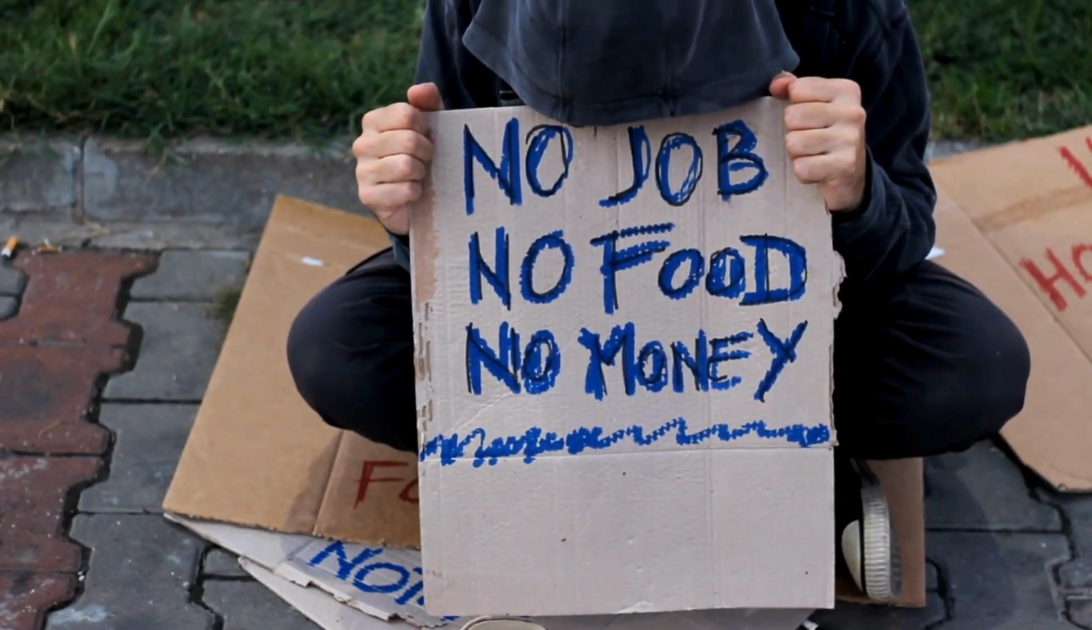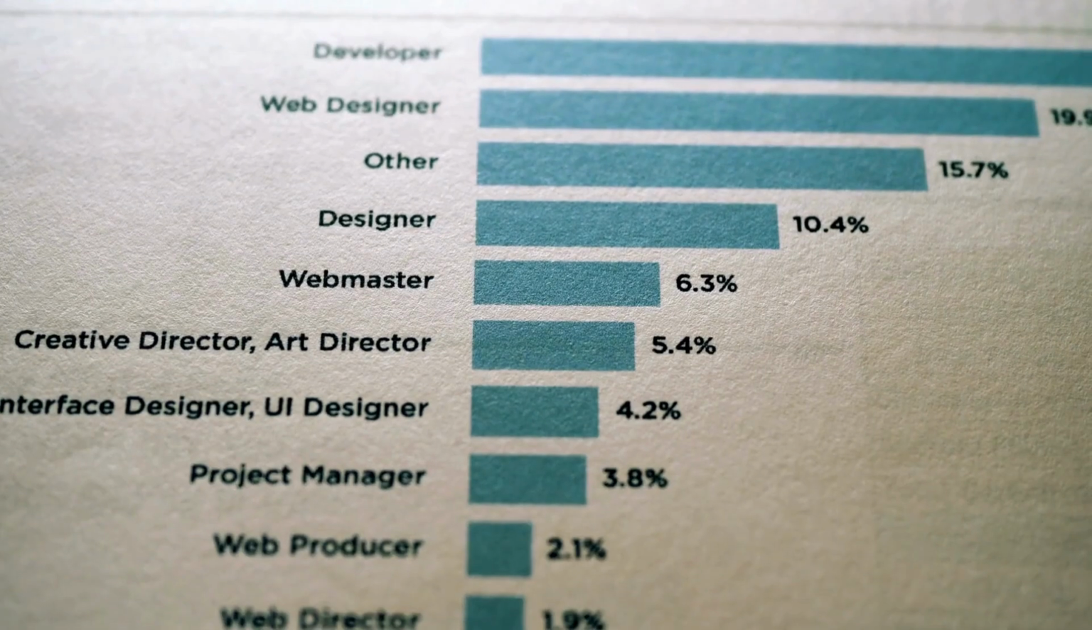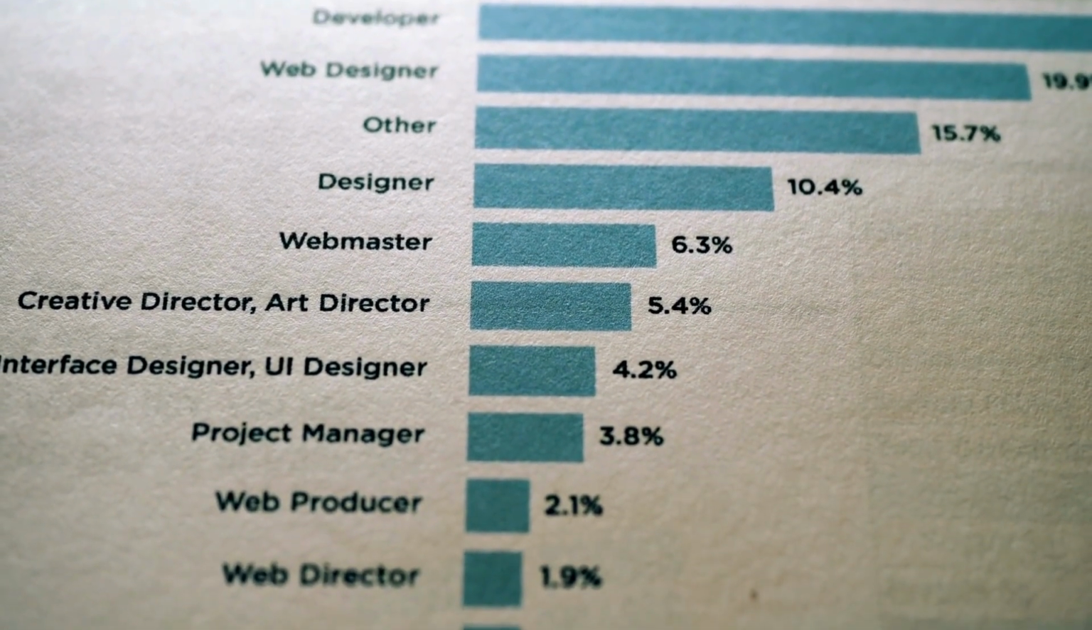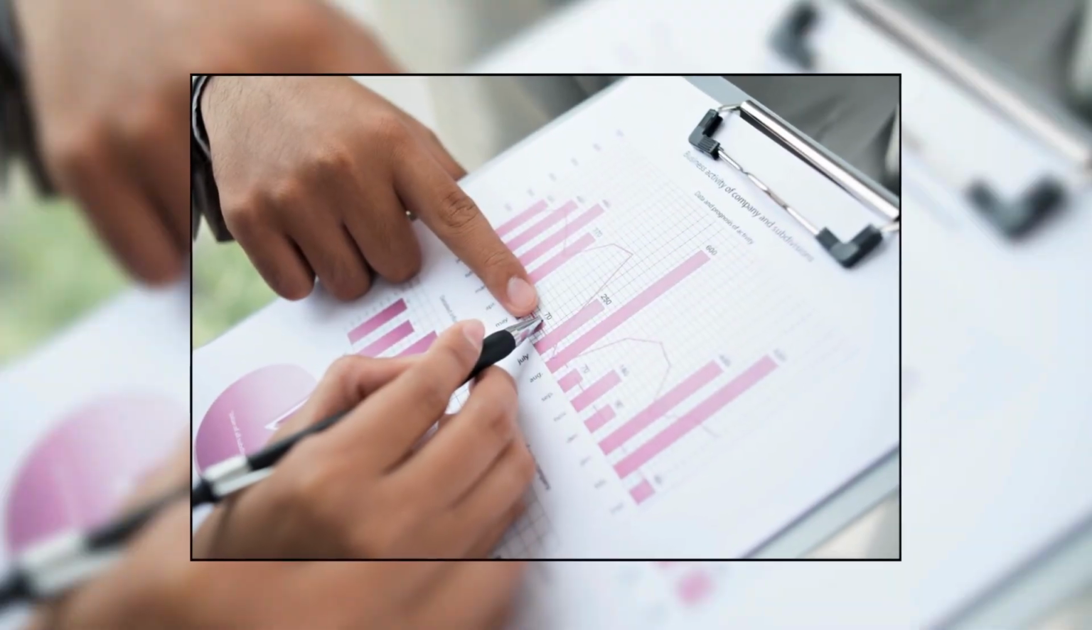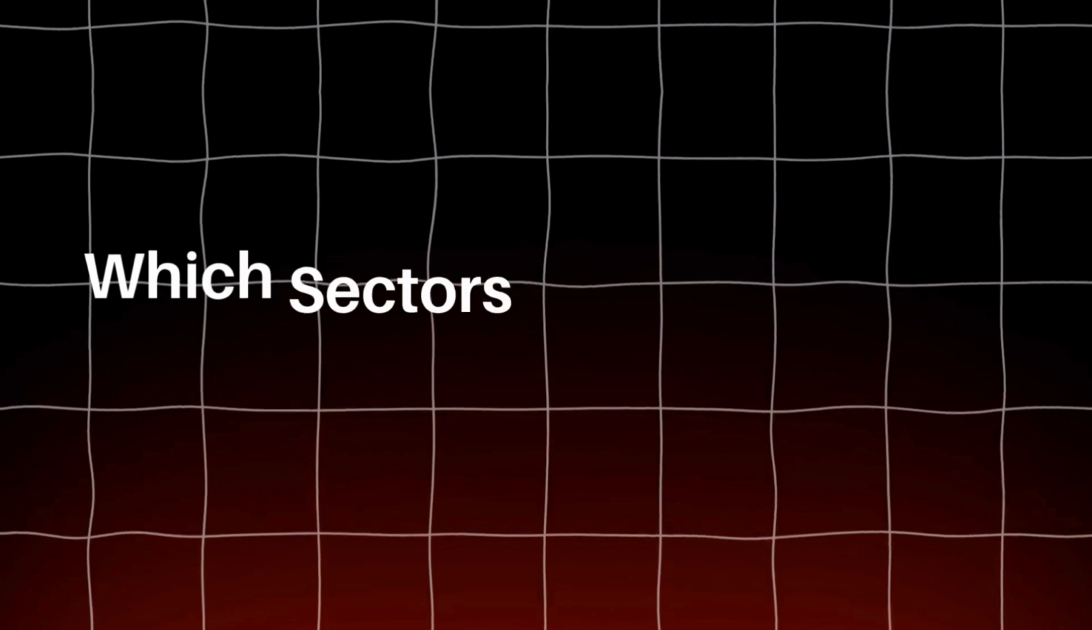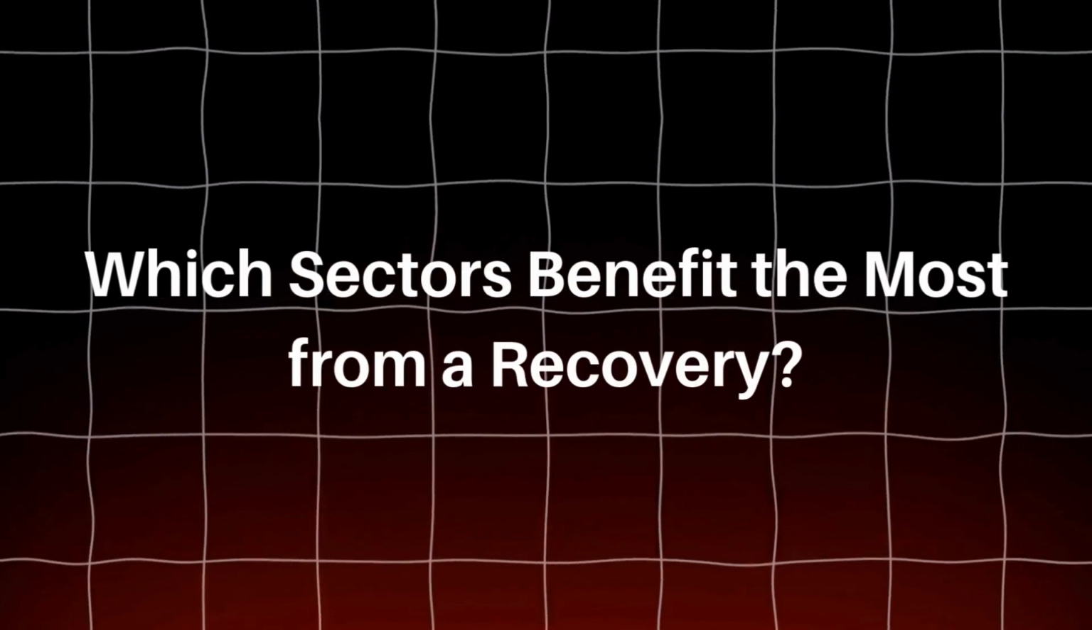Another important indicator is the unemployment rate. When it reaches its peak and begins to decline, this can be a sign that the economy has passed its lowest point and is starting to recover. Which sectors benefit the most from a recovery?